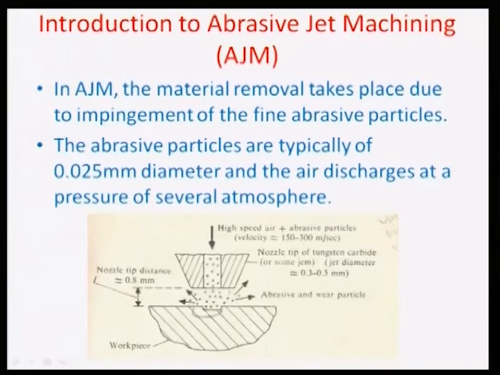As you can see in this region, the particles are coming down through a small orifice and are carried by a high speed air and abrasive mixture which flows at a velocity of about 150 to 300 meters per second, and this nozzle is taken very close to the surface where you have to do the material removal. The impact of the abrasive grains on the surface causes brittle fracture, the material gets removed, and the high velocity air flowing along with the abrasives takes the material away from the surface.